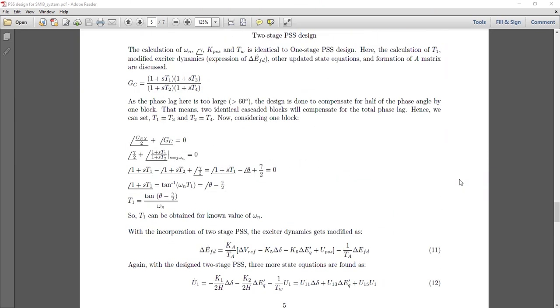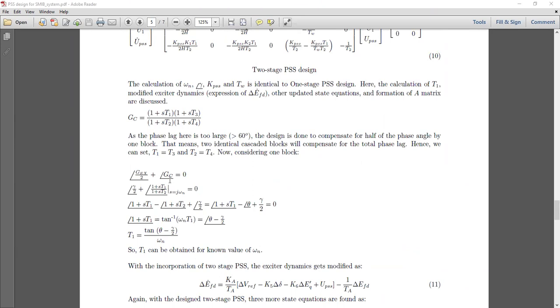Other than that, the only other change could be probably here. As I said, whatever lag angle is generated there, you simply divide it by 2 and assume that T1 equals T3 and T2 equals T4, and you simply design for one stage. That means you simply look for T1 and T2 values and KPSS values, and that is done. And then simply you take T1 equals T3 and T2 equals T4. That would do the job.